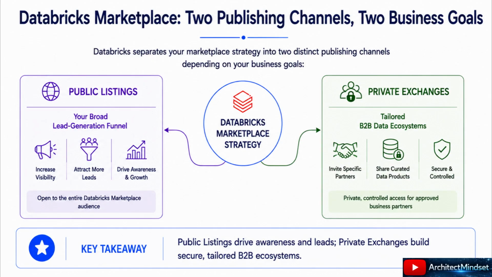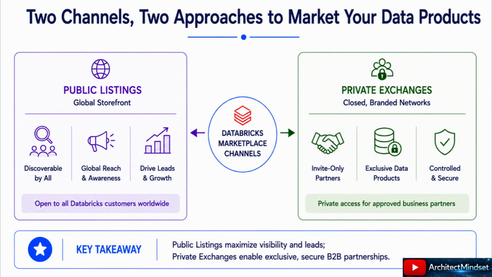Databricks separates your marketplace strategy into two distinct publishing channels depending on your business goals: public listings, which are your broad lead generation funnel, and private exchanges, which are tailored B2B data ecosystems. Public listings act as a global storefront open to every Databricks customer worldwide. Anyone can search for, discover, and interact with your brand. Whereas private exchanges allow you to bypass the public marketplace entirely. They let you create closed, branded networks for exclusive commercial transactions.